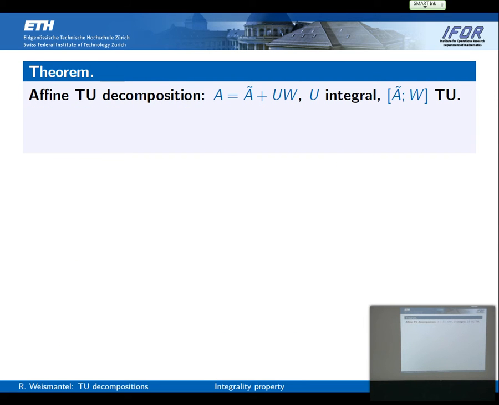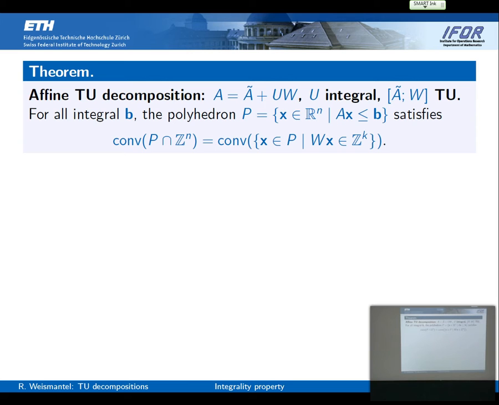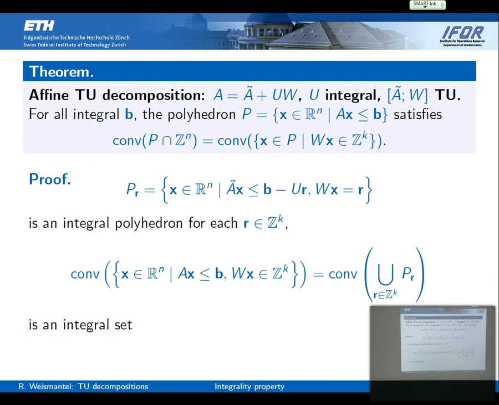So this is what I wanted to mention. Now here comes the observation, which really shows that we can use this for the study of integer linear programming. If you take such an affine TU decomposition, and U is an integral matrix, then for all integral right-hand sides b we have the desired property: the convex hull of the integer points in P is the convex hull of the points in P without integrality, but where we only require that Wx has to be in Z^k. And that follows from a very basic observation.